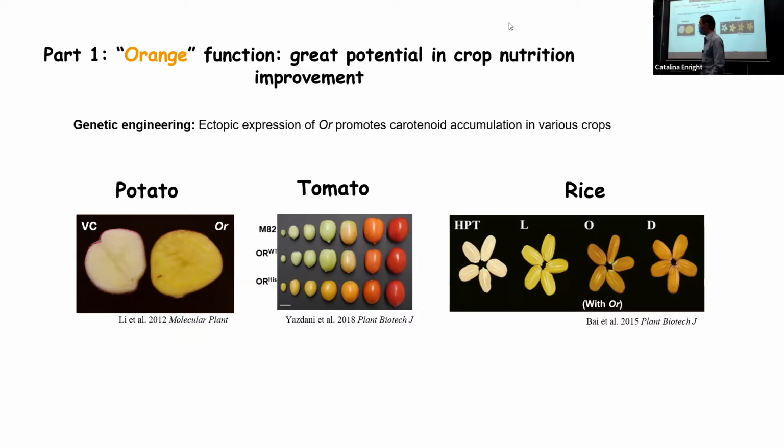With the advancement of the CRISPR-Cas9 genome editing method, in the future we hope to precisely edit the OR gene to OR-His in different kinds of crops to finally improve the crop nutrition content.